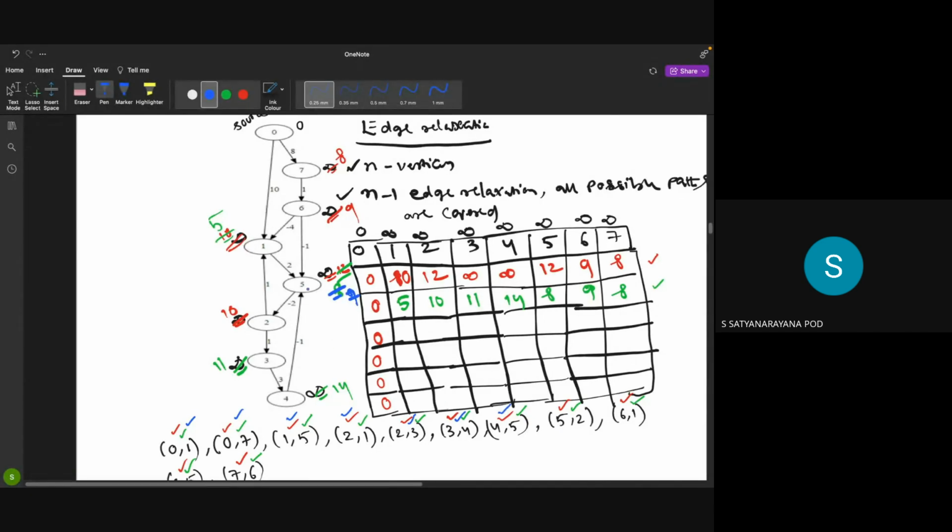5 to 2. Already 7 is there. 7 minus 2, what is the 7 minus 2 value? 5. So here there is an update. So this 5 to 2 is done.